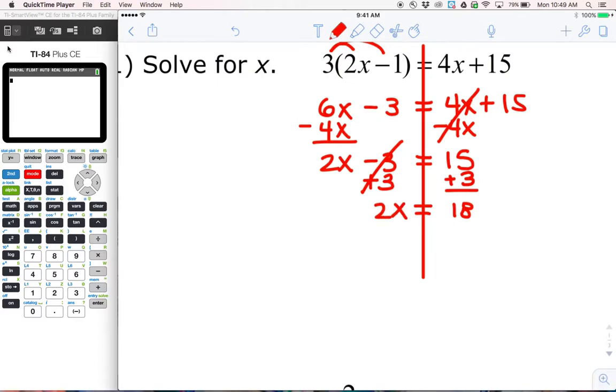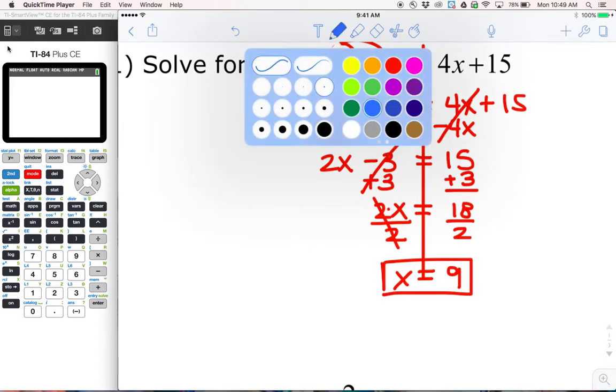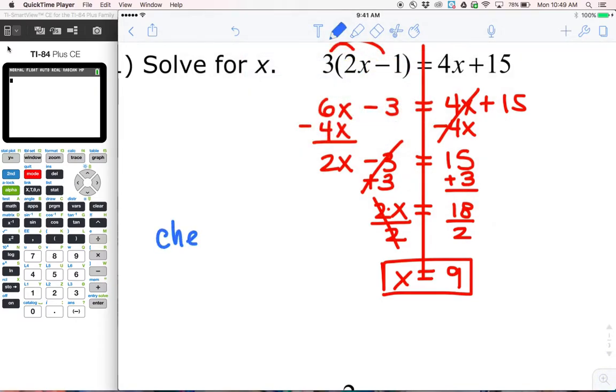Last but not least, to get rid of the 2, because 2 is multiplying the x, we're going to divide by 2. This way, the 2s cancel, but I still have x. On the right side, we'll divide by 2 as well, and we're left with x is equal to 9. All right, now we are not done. We need to get in the habit of checking our answers.